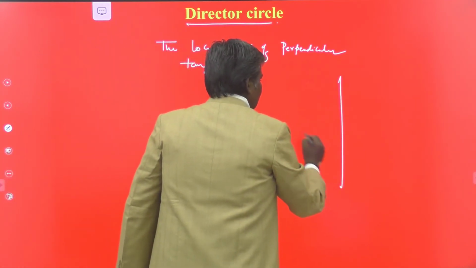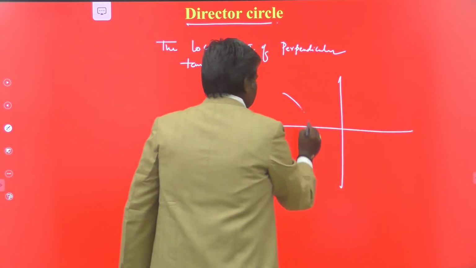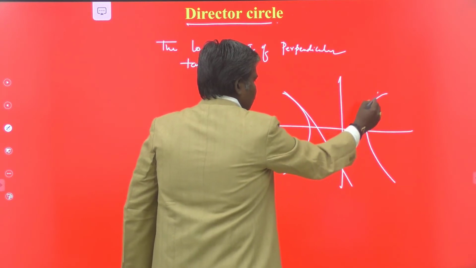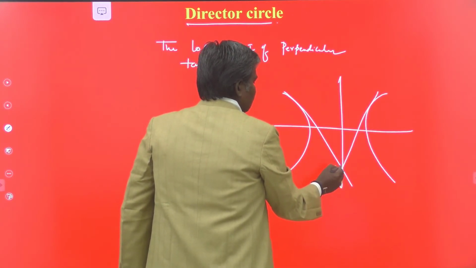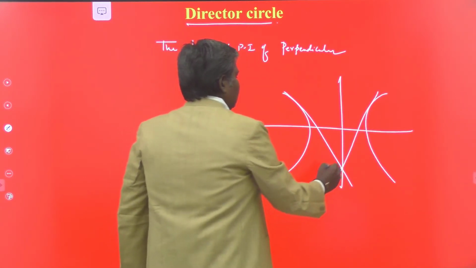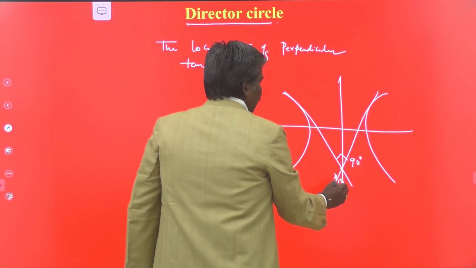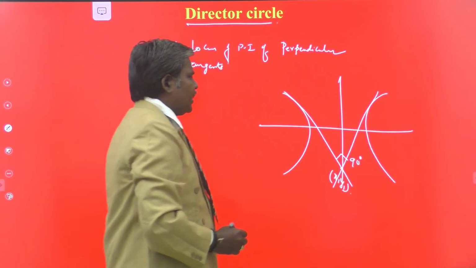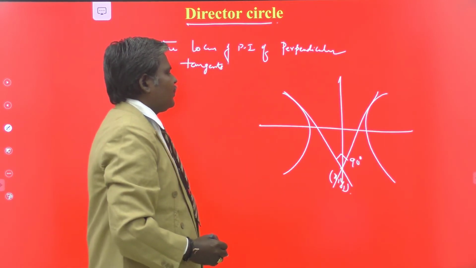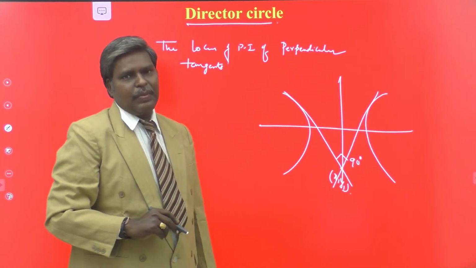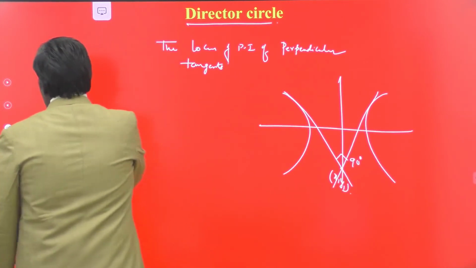Suppose this is your hyperbola. These are the tangents to the hyperbola. Suppose they intersect at this point. The angle between these two tangents is 90 degrees. This is my point x1 comma y1. Let x1 comma y1 be the point of intersection of perpendicular tangents to the hyperbola.